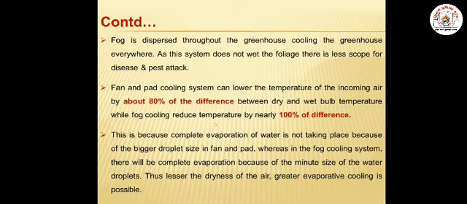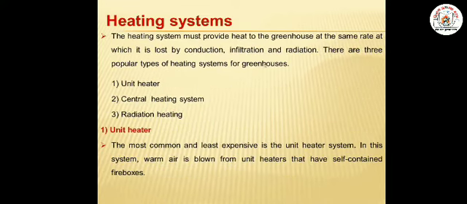Whereas the fog cooling system can reduce the temperature of the greenhouse air by nearly 100% of the dry and wet bulb temperature difference. Okay, we have to remember this one thing also. Then we have studied different heating systems in the greenhouse. We have studied initially different cooling systems. Okay, be it active cooling or passive cooling systems.